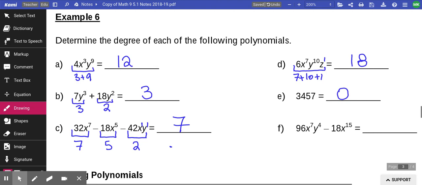Okay. If you look at F, we have 2 different terms. So that means we have to calculate degrees both times. This one is 7 plus 4, which is 11. This one's 15. The highest degree is 15.